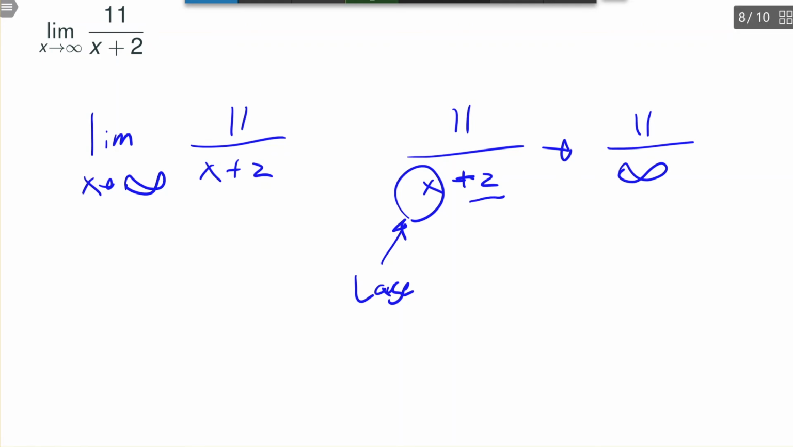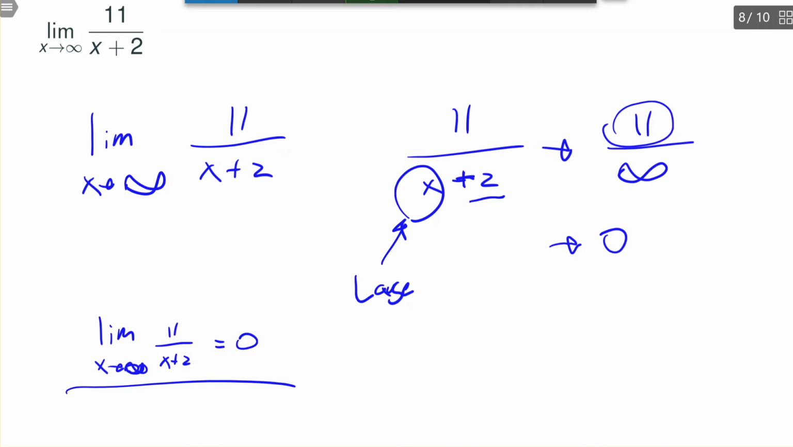What's happening here is that we get 11 over infinity plus 2, and adding 2 is so minimal because we're adding it to such a big number. So this entire thing is approaching 11 over infinity. The constant in the numerator is infinitely small compared to the infinite denominator, so infinity can go into 11 essentially 0 times. So this entire thing is approaching 0. So this limit is 0. That's the answer.